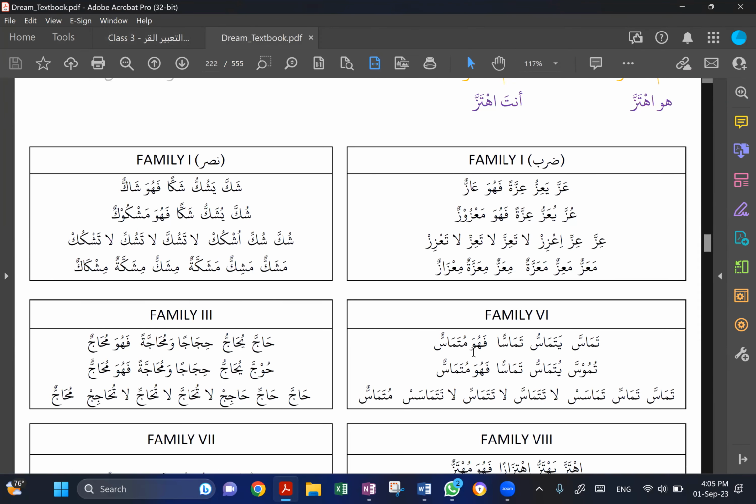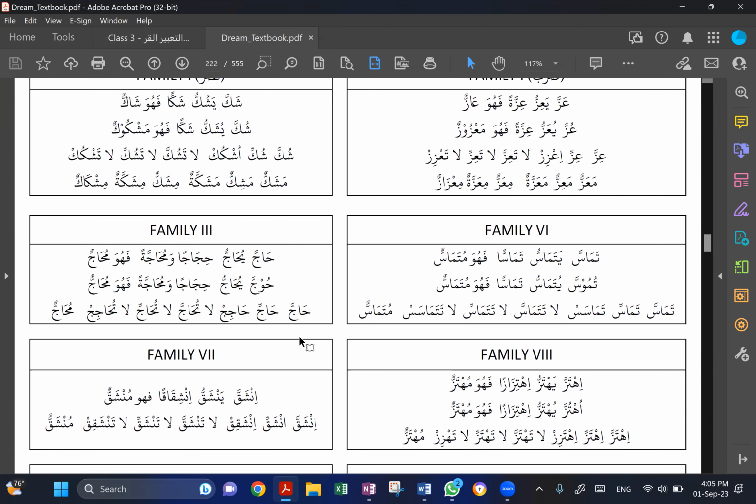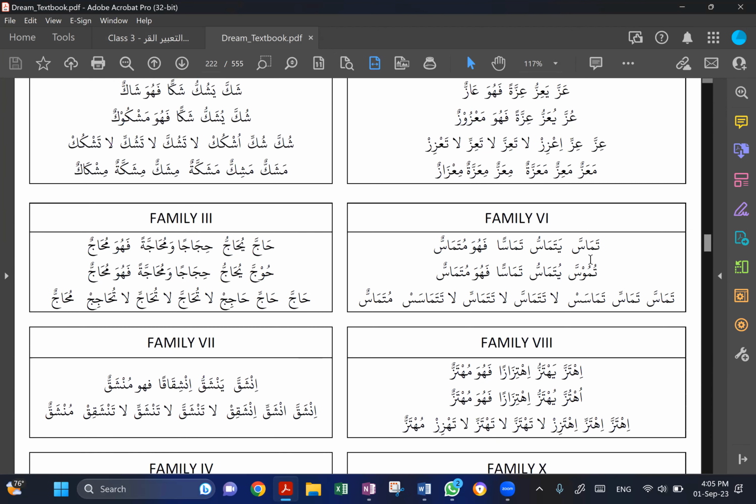The مصدر. Family 3, حجاب. No, what are we doing? Family 6. So you see, tamassan. You can say tamassun, depending on, but normally masdars have a fatha on it. But depending on what role it's doing in the sentence, it could have a dhamma also. So you see, you don't split the letters. Tamassa, tamassan, like that.